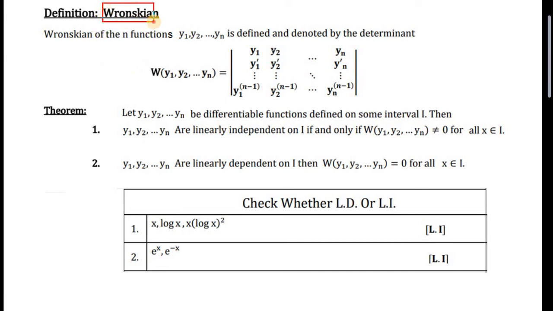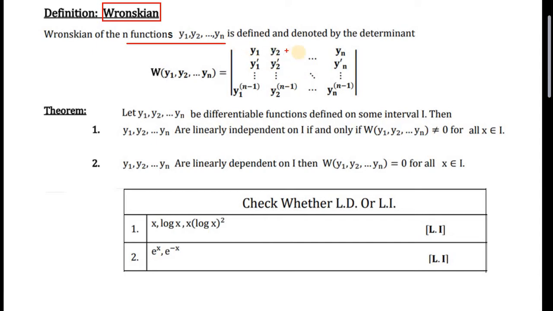Here we have the definition of Wronskian. The Wronskian of the n functions y1, y2, up to yn is defined and denoted by the determinant. Here we have n functions. So the Wronskian of these n functions is denoted by this nth order determinant, written as W of y1, y2, up to yn, which is equal to this determinant.